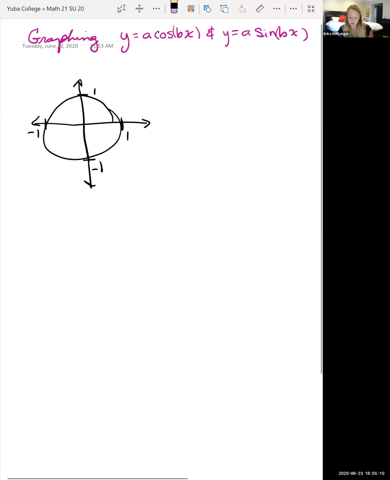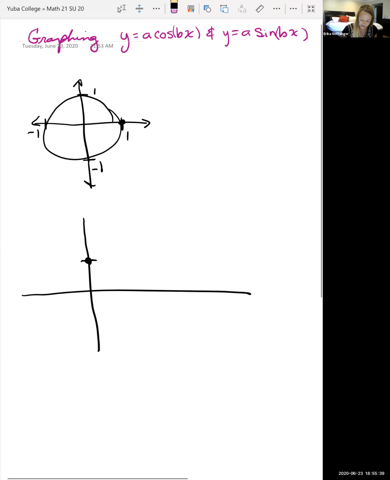And so we're going to let x represent any real number, because we're going to be graphing this. But let's talk about cosine. So notice that cosine at 0 is 1. Okay, so let's go on here. So when x is 0, we have 1.